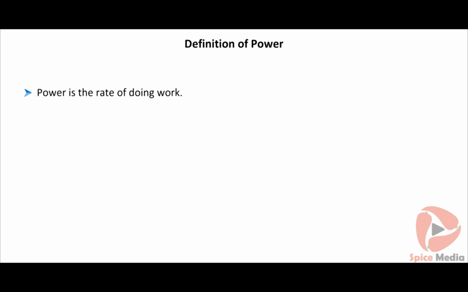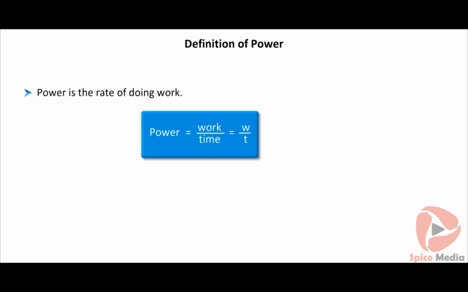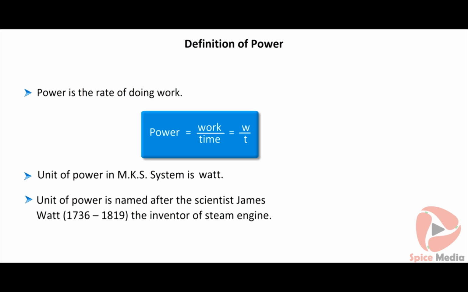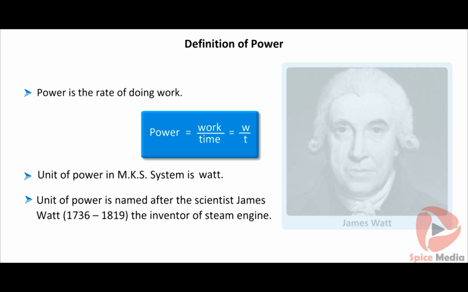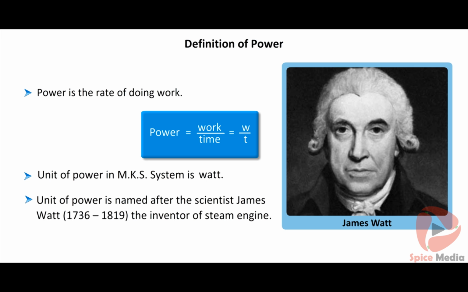Power can be calculated as work per time. That is, power is equal to work done W divided by time T. The unit of power in the CGS system is erg per second. In the MKS system of units, the unit of power is the watt. The unit of power is named after the scientist James Watt, the inventor of the steam engine.